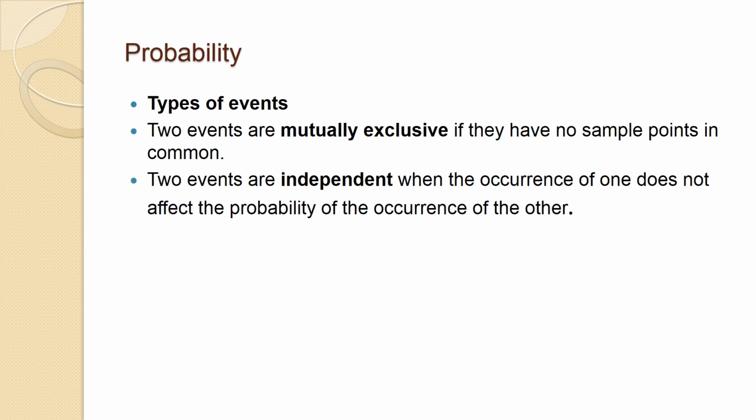And there are types of events. Two events are mutually exclusive if they have no sample points in common. But two events are independent when the occurrence of one does not affect the probability of the occurrence of the other.